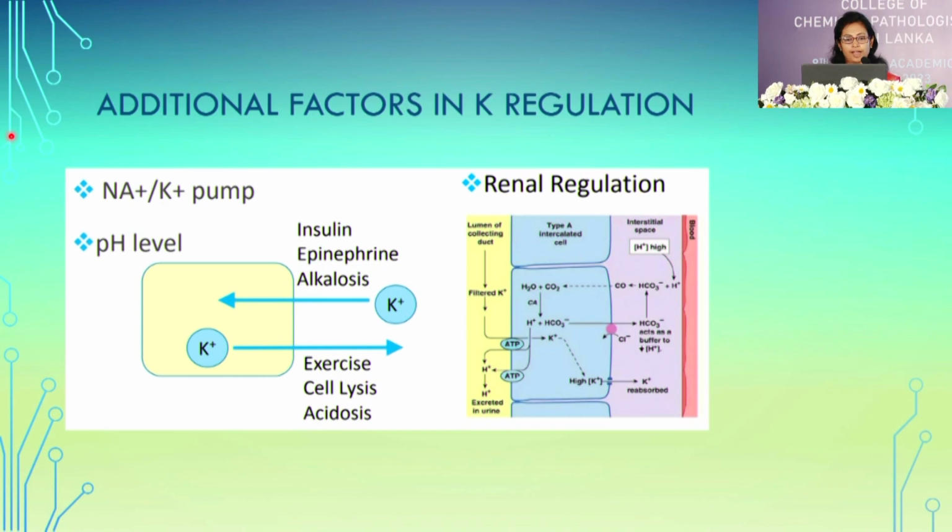There are additional factors in potassium regulation. There is a component of renal regulation through the potassium hydrogen ATPase pump, which facilitates potassium reabsorption in the distal tubule. And there is the sodium potassium pump, and pH is also important because when there is alkalosis, potassium moves into the cell, and in acidosis vice versa happens.